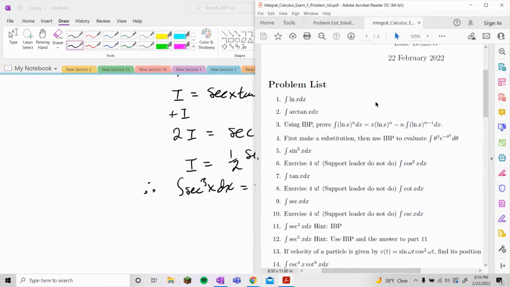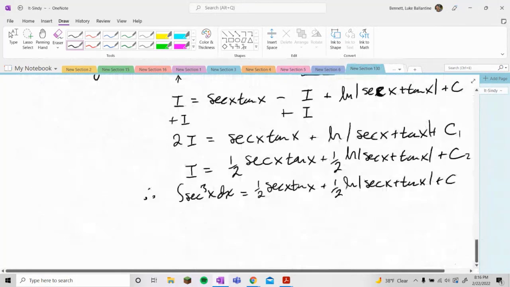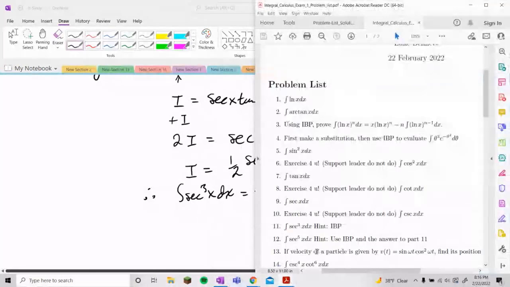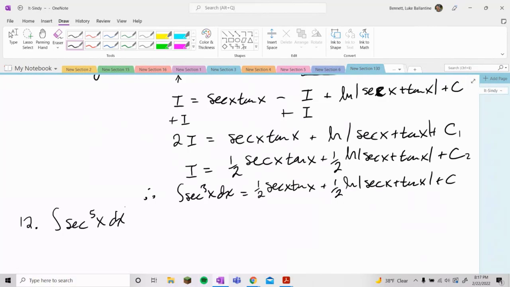We have a pretty good pace going, so I guess we can do number 12. Am I matched up? Yeah, I am. So number 12, secant to the 5th. And the hint is use integration by parts and the answer from the previous problem.